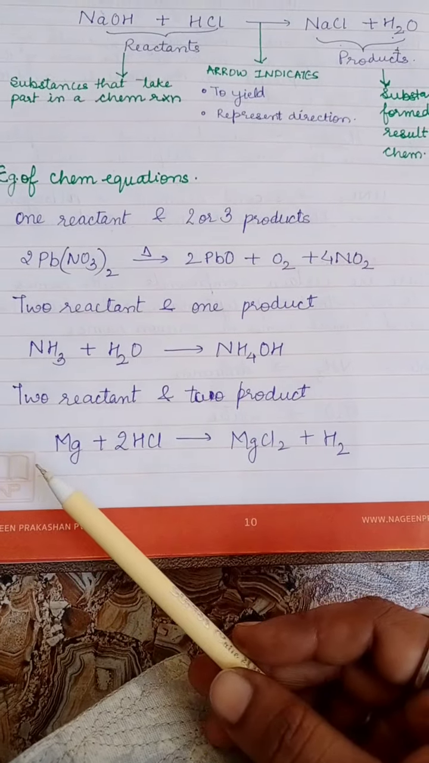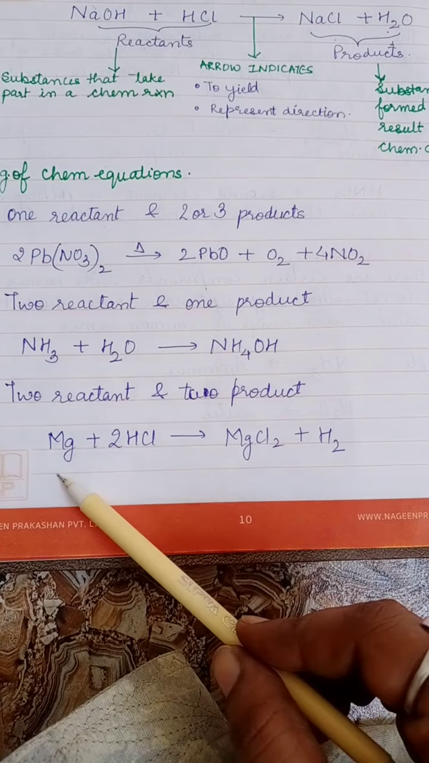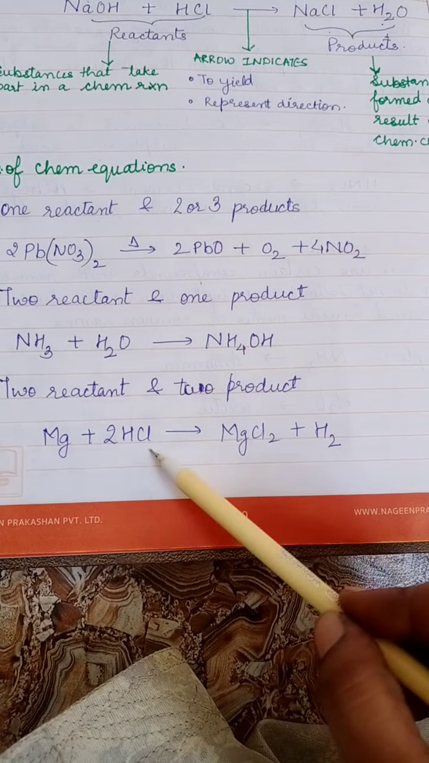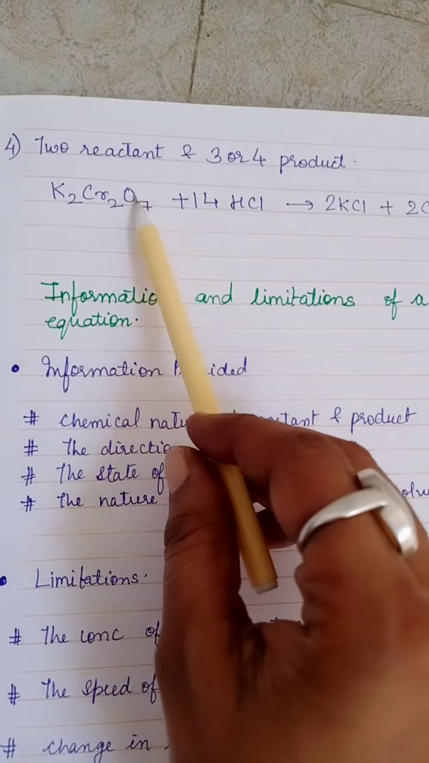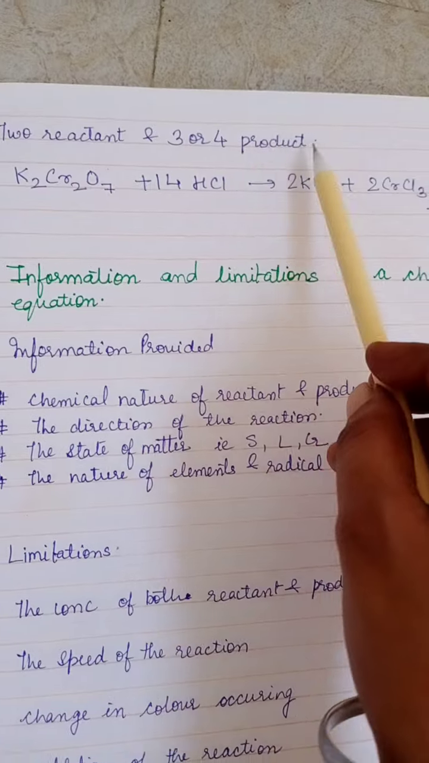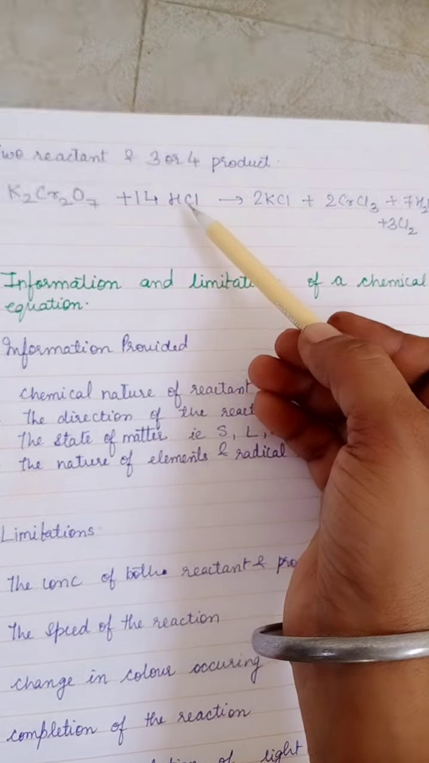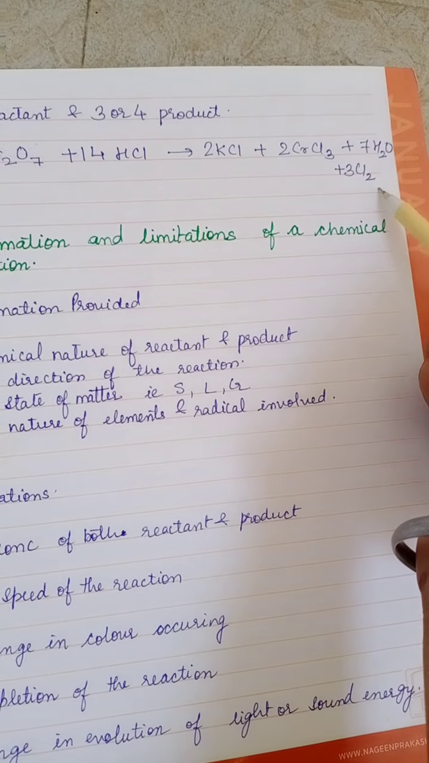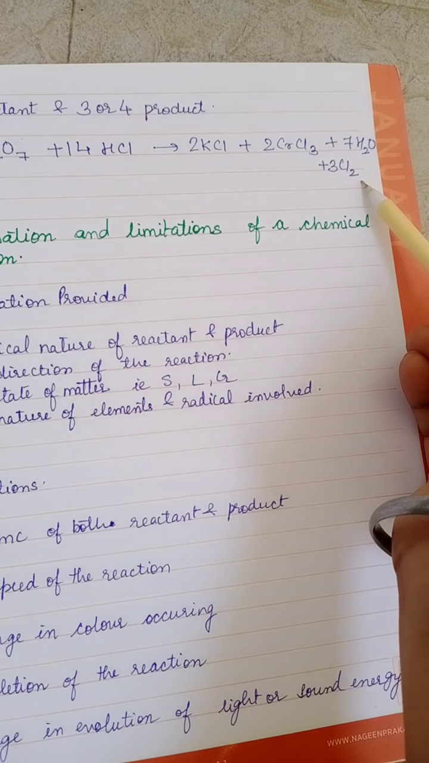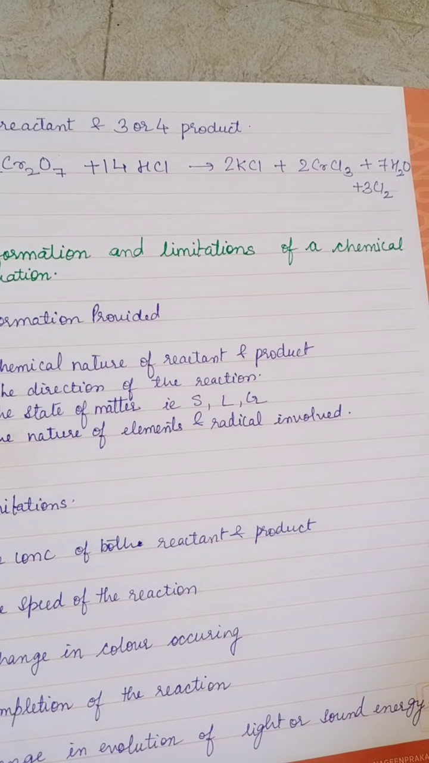Sometimes the reaction may have 2 reactants and 2 products. You can see here Mg and 2HCl, both of them are reactants, and on the right hand side there are 2 products. The fourth type of chemical reaction is, you have 2 reactants and 3 or more products. You can see here K2Cr2O7 plus 14HCl. There are 2 reactants, but there are 1, 2, 3 and 4 products formed on the right hand side. So there are different types of reactions.